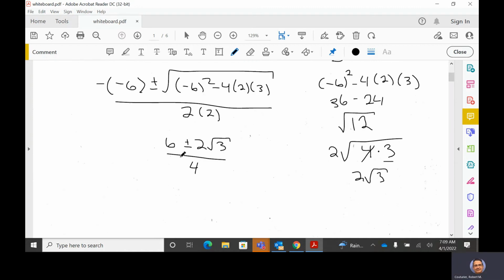And our last step is we can realize if you look at this, these three numbers reduce. They all have 2 in common. 2 goes into 6 3 times. 2 goes into 2 once, so the only thing left is the square root of 3. And 2 goes into 4 2 times. And like that, you've been able to solve this and reduce radicals.